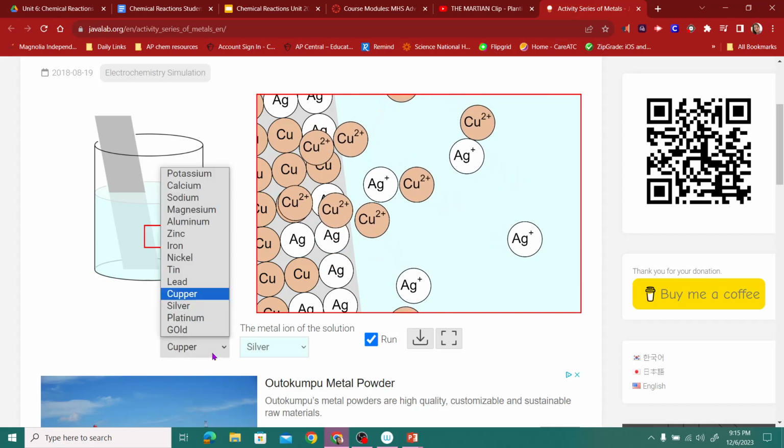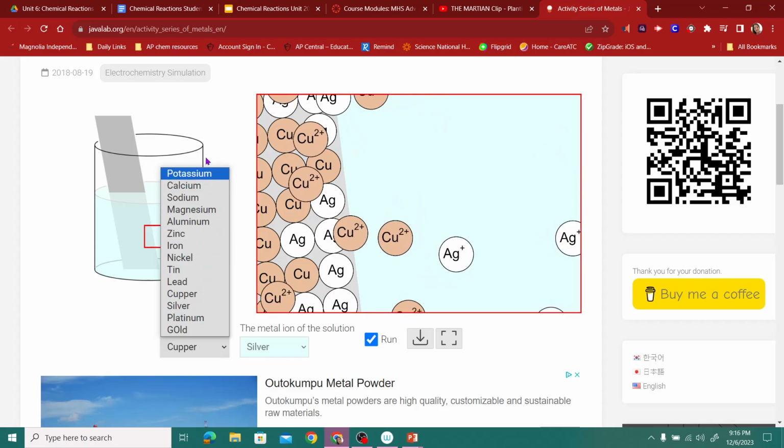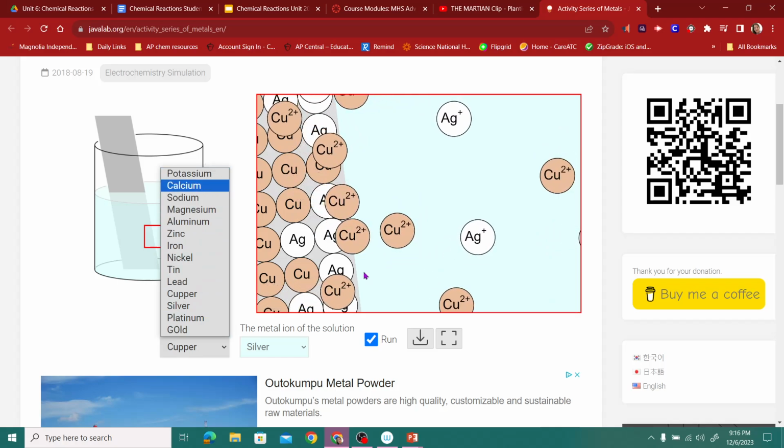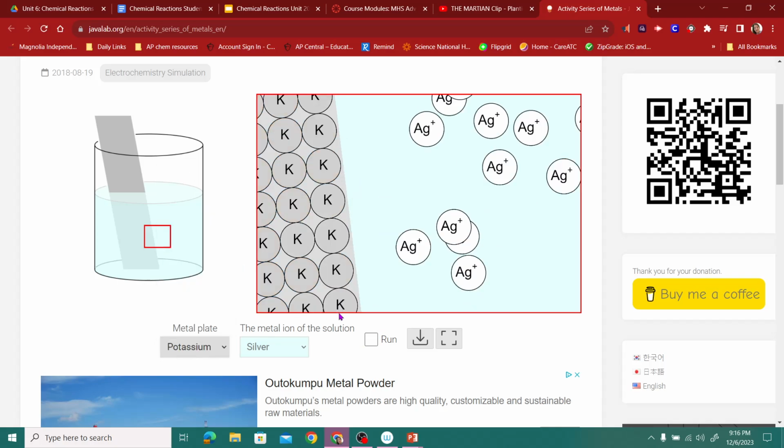All right, we're going to do some more of this, okay? I want this to really stick in your head. Okay, so here, let's go ahead and we'll do, I'm going to pause the run. We're going to do potassium and silver. Let's see if silver can replace potassium.